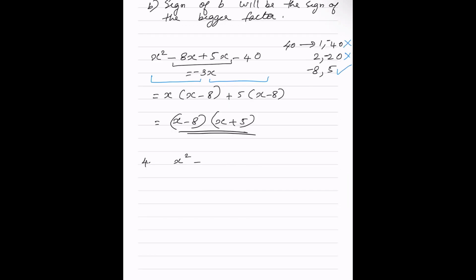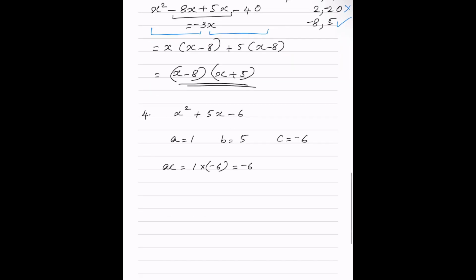Another question is x square plus 5x minus 6. Here, A is the coefficient of x square, which is 1. B is the coefficient of x, which is 5. And C is the constant term, which is negative 6. So when you write A, B, and C, it is important you write it along with the signs. Now, what is A into C? That is 1 into negative 6, which gives you negative 6.